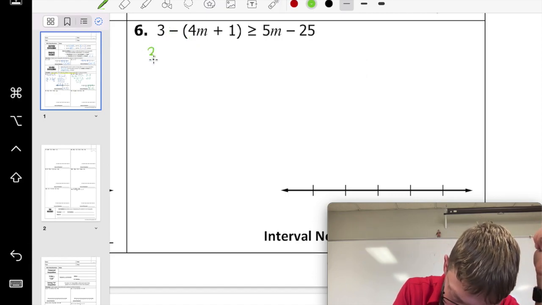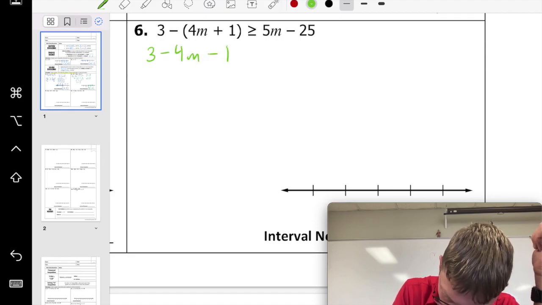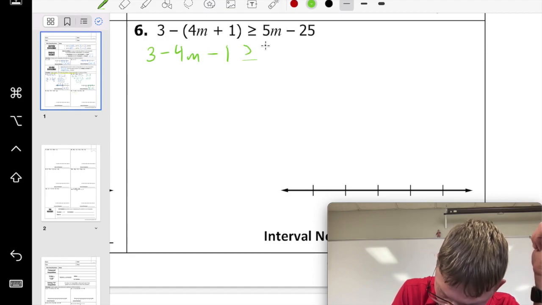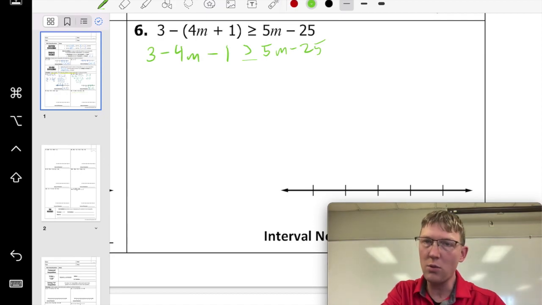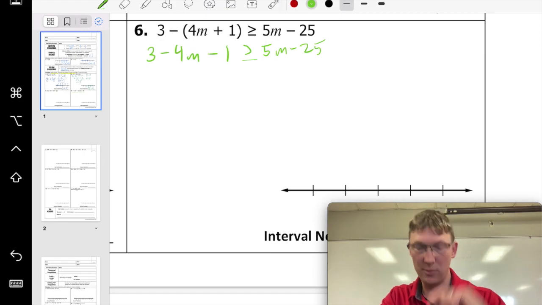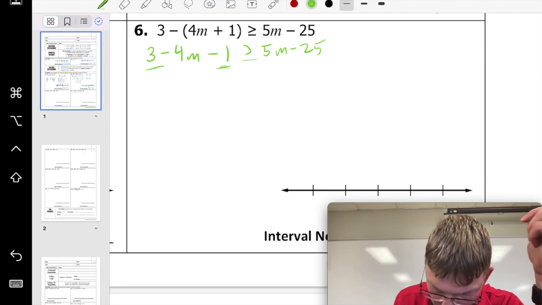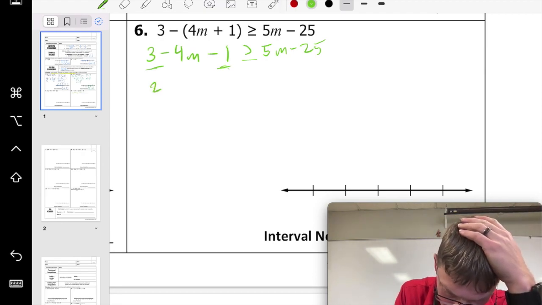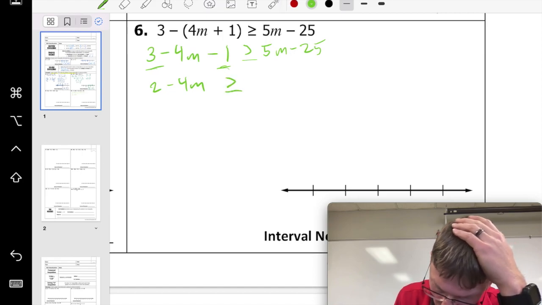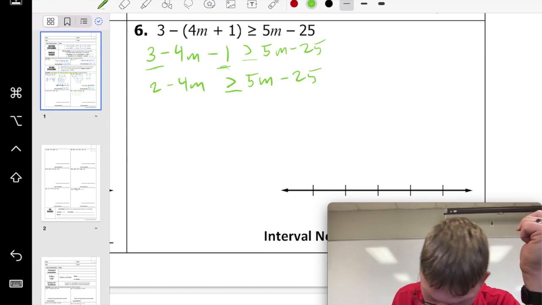So that means that we're going to have 3 minus 4m minus 1 is greater than or equal to 5m minus 25. Again, you don't mess with the inequalities unless you multiply or divide by a negative number. Okay, so we've got that number. Let's go ahead and combine like terms. So we've got 2 minus 4m is greater than or equal to 5m minus 25.